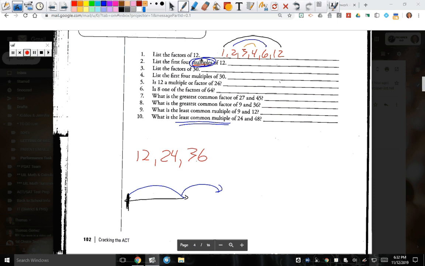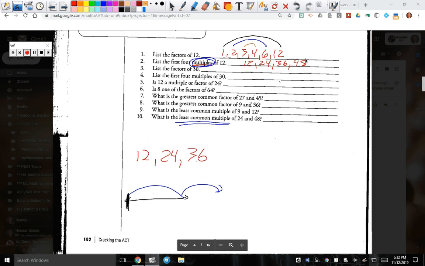So with that being said, what was I saying? Let's go to the first 4 multiples of 12. So we have 12, 24, 36. Tyler, what's the last one? 48. All right.